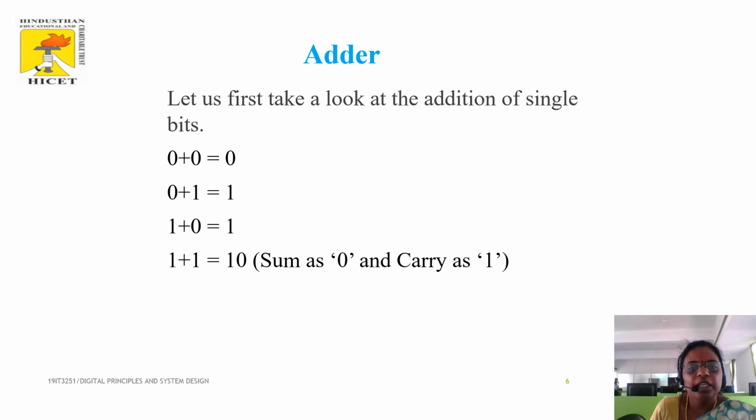Let us first take a look at the addition of single bits. 0 plus 0 means 0 with no carry, and 0 plus 1 is 1 with no carry. 1 plus 0 is 1, also with no carry. And 1 plus 1 is 10, that is, sum is 0 and carry is 1.